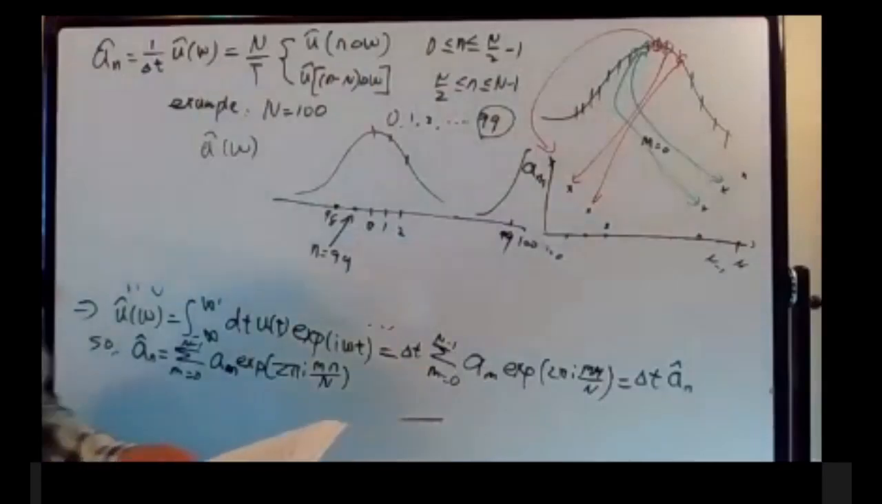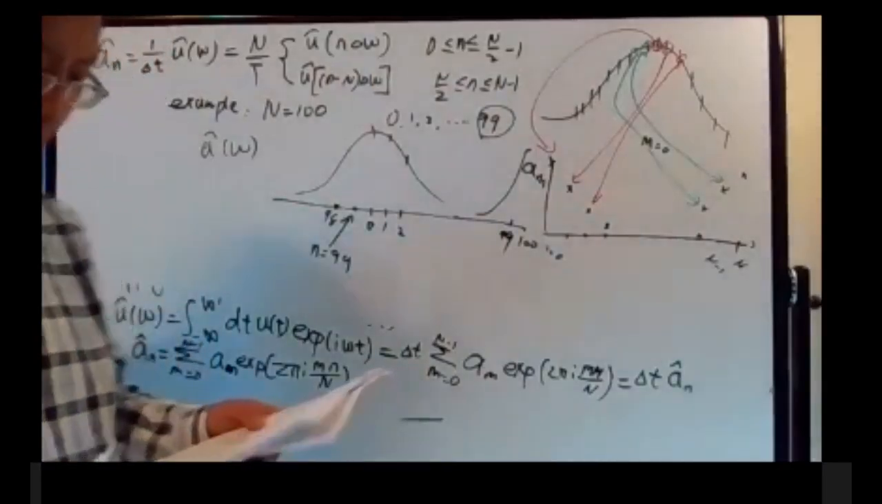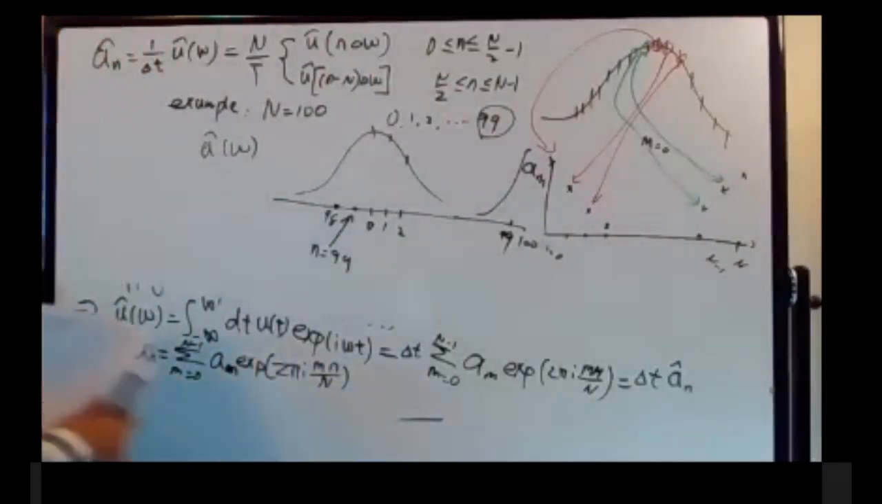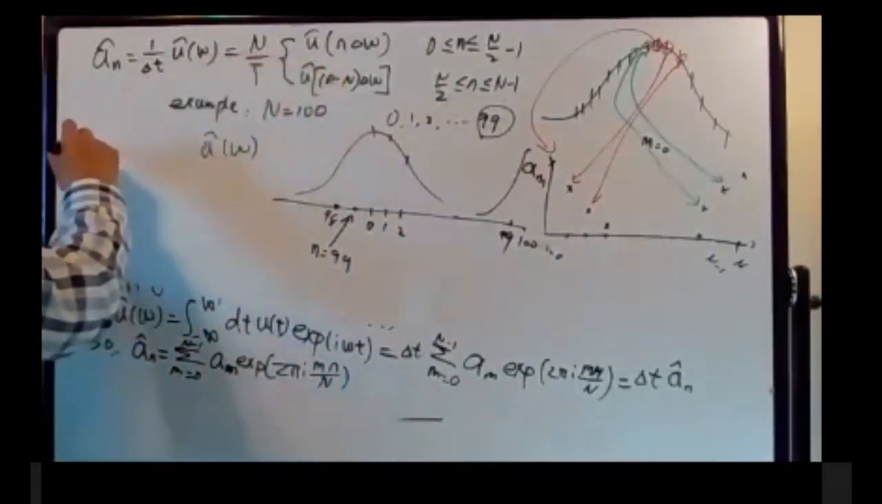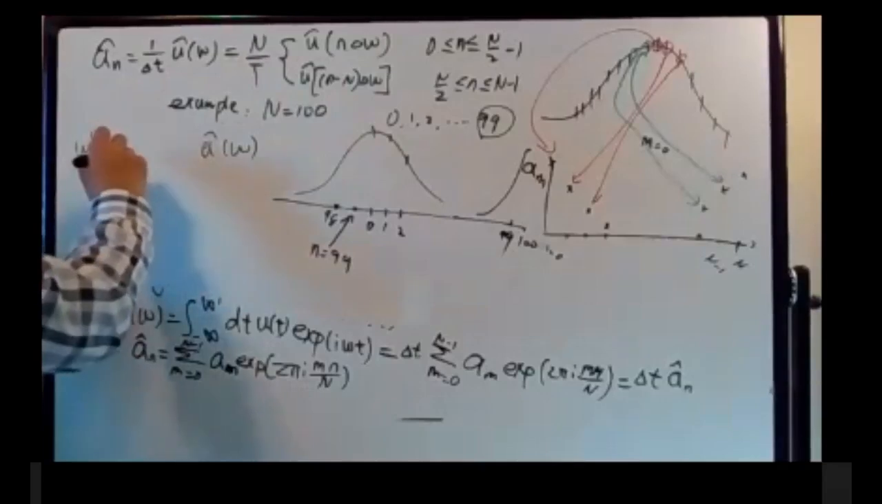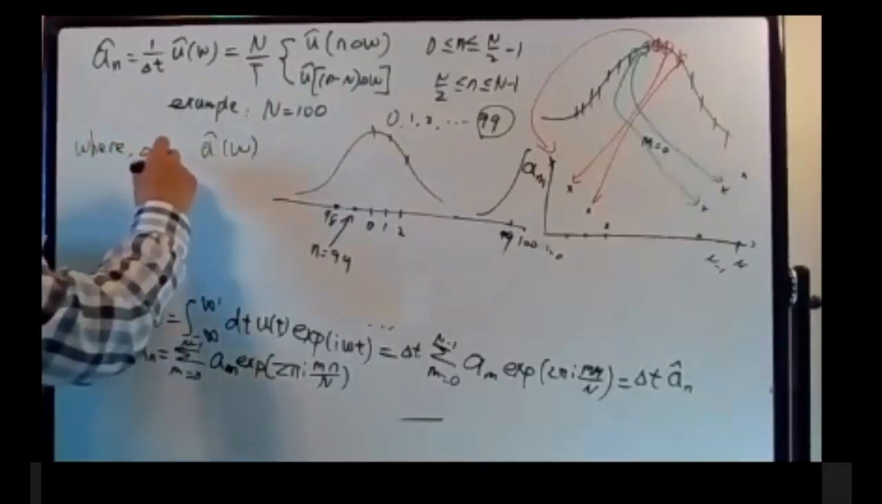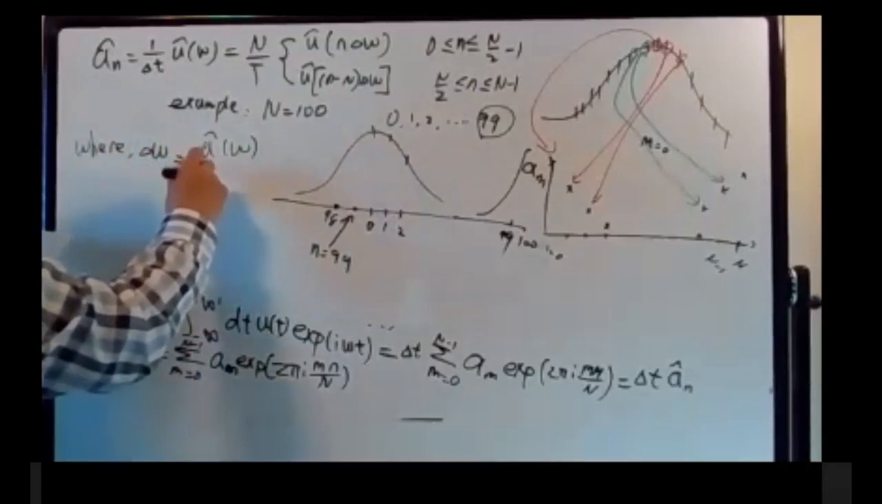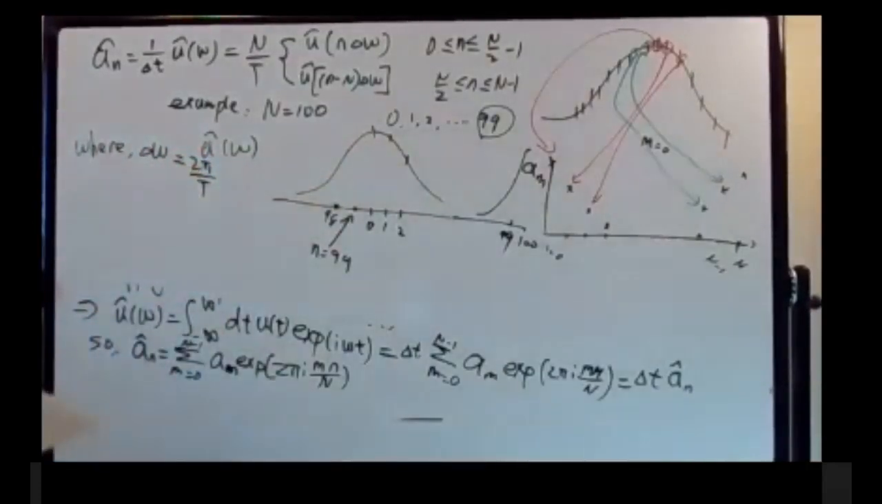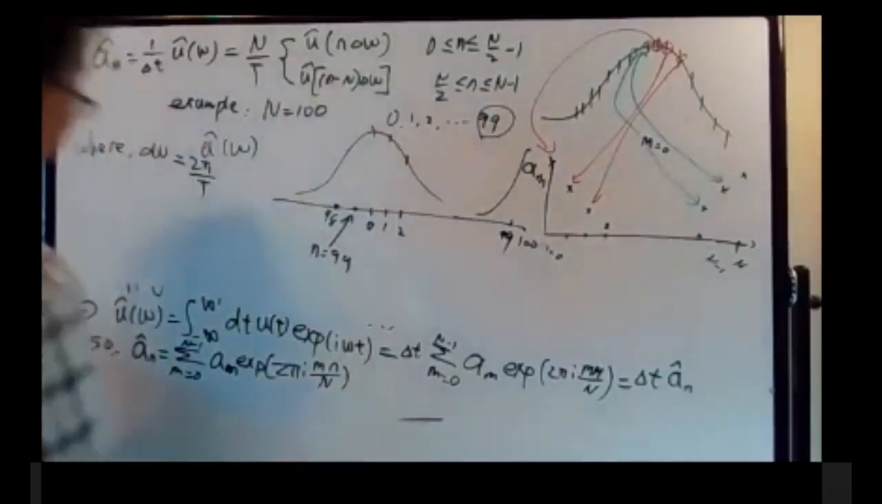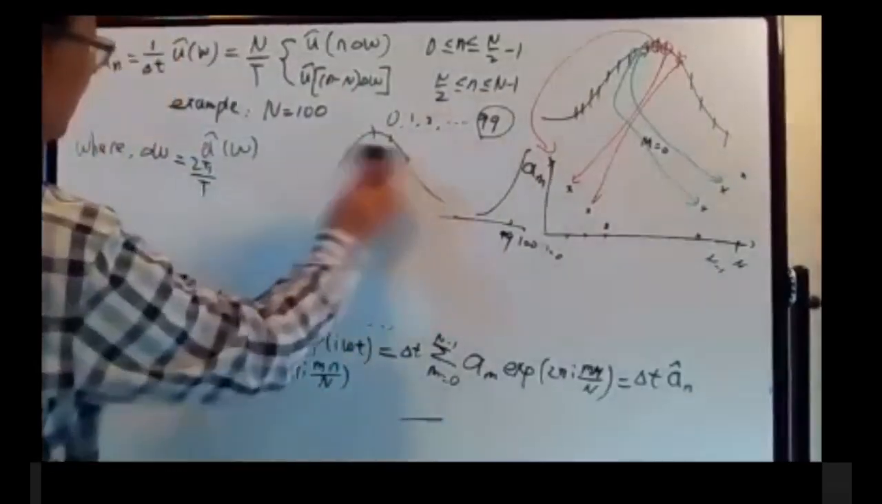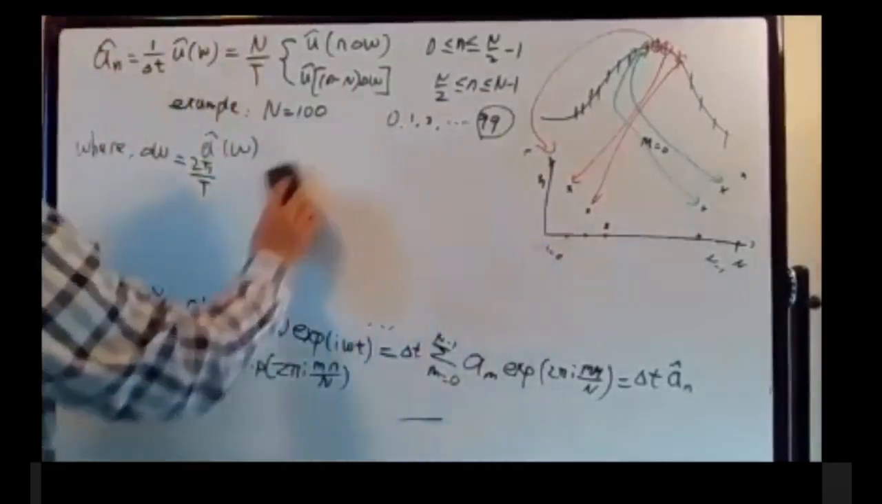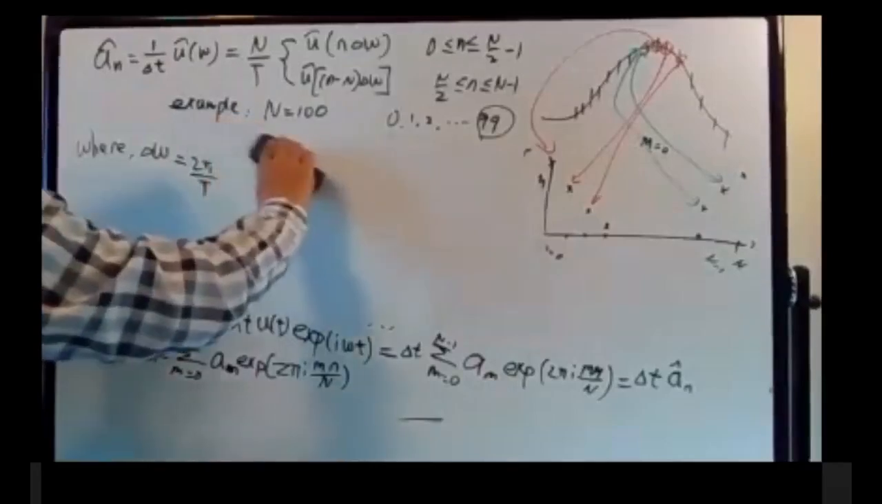Okay, that's this piece. Let's say delta omega, what is delta omega? Delta omega is 2 pi over capital T, where delta omega is 2 pi over N delta t.